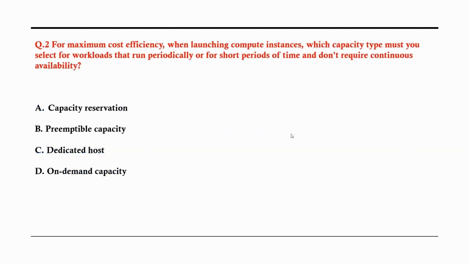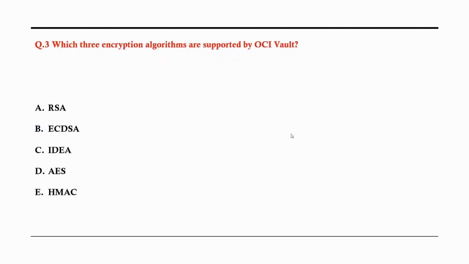Question 2. For maximum cost efficiency, when launching a compute instance, which capacity type must you select for a workload that runs periodically or for a short period of time and doesn't require continuous availability? So you require a virtual machine for a short period of time to run a small workload. The correct answer is B, preemptible capacity, through which you can achieve this.